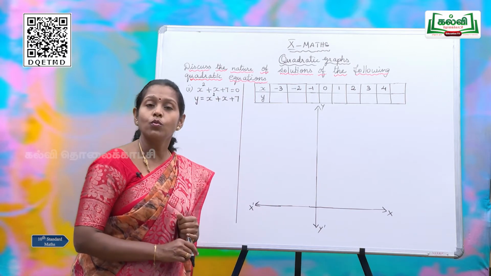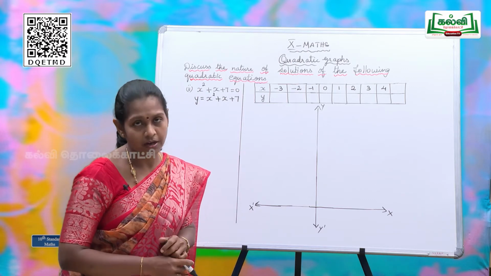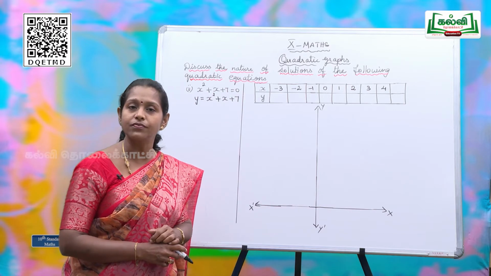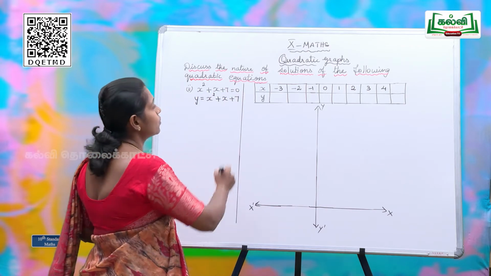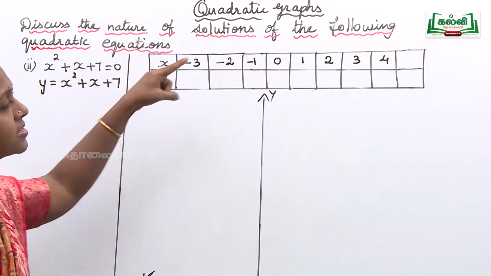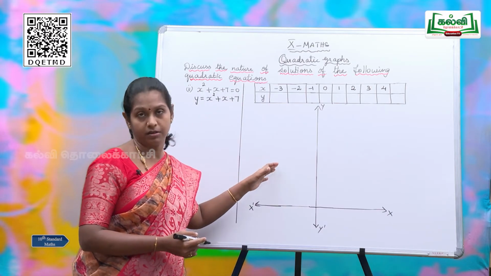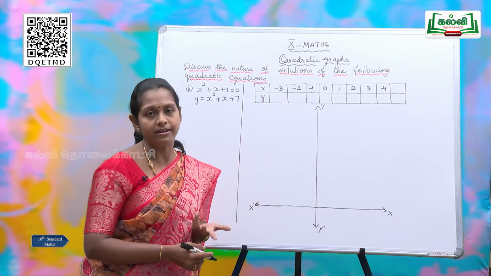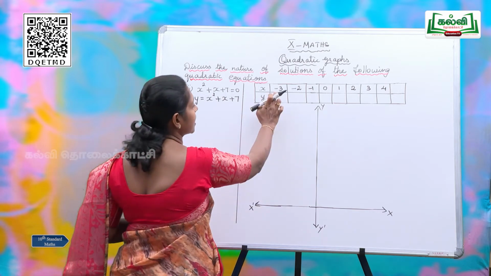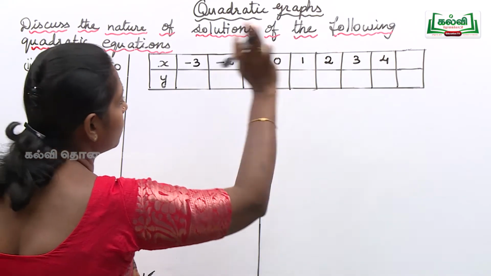7. So, what do we have to do next? We have to substitute some values for x. Then only you will get the answer for y. Okay. So, as we discussed in the previous sum, I have taken from minus 3 to 4. If we need more points after plotting that curve, we can add them, right? Okay. So, I have started from minus 3, minus 2, minus 1, 0, up to plus 4.